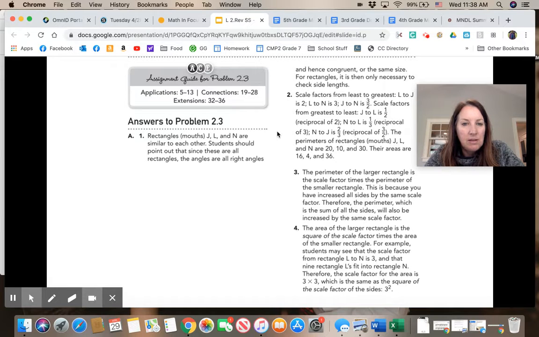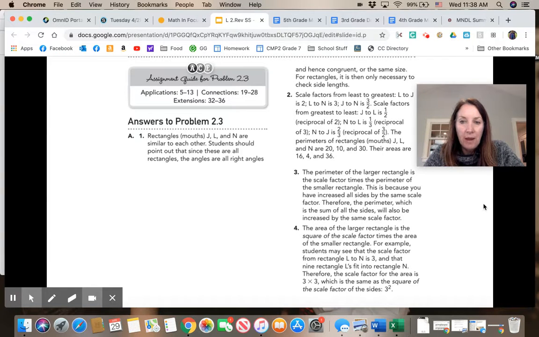The rectangles J, L, and N are all similar to each other. We would see that since they are all rectangles, the angles are all right angles, and therefore they are congruent, or the same size. So then in rectangles, you would only need to check the side lengths. For A2, the scale factors from L to J is 2, from L to N is 3, and from J to N is 3 over 2, or 1.5.